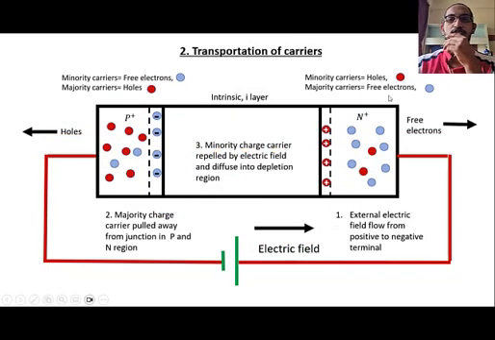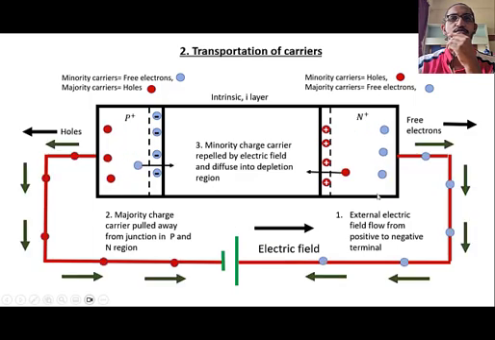The second step is the transportation of carriers. In the presence of the reverse voltage, an electric field is generated in this direction. Thus, the majority charge carriers from the P and N regions are pulled away from the junction by this external field, causing the region near the junction to be depleted of charge carriers.